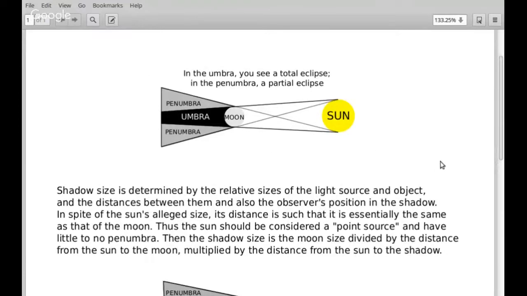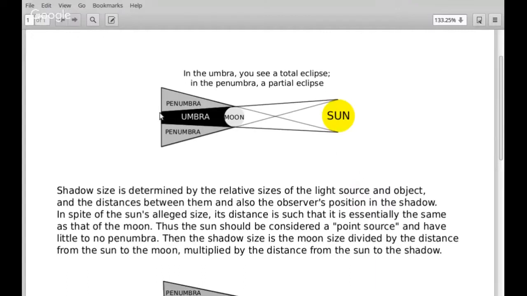Okay, so that's pretty much what I'm saying here, is that the penumbra is where you will see at least a partial eclipse, and the umbra is where you'll see a total eclipse. And the shadow size is determined by the relative size of the light source and object, and the distances between them, and also the observer's position in the shadow, which is this edge.